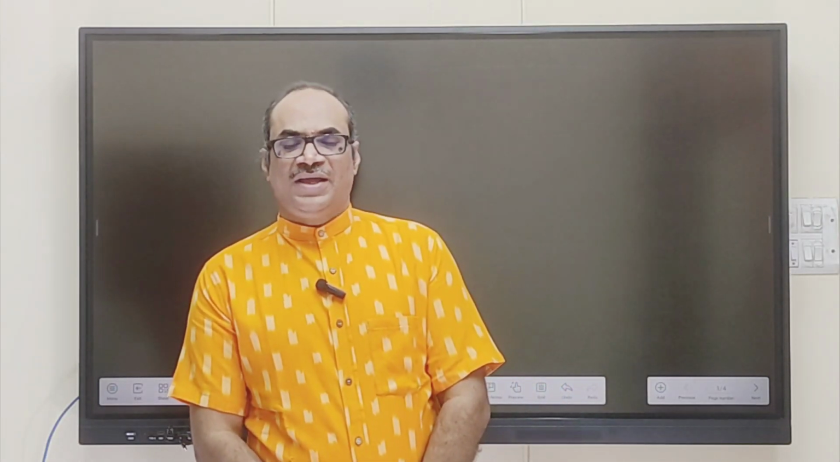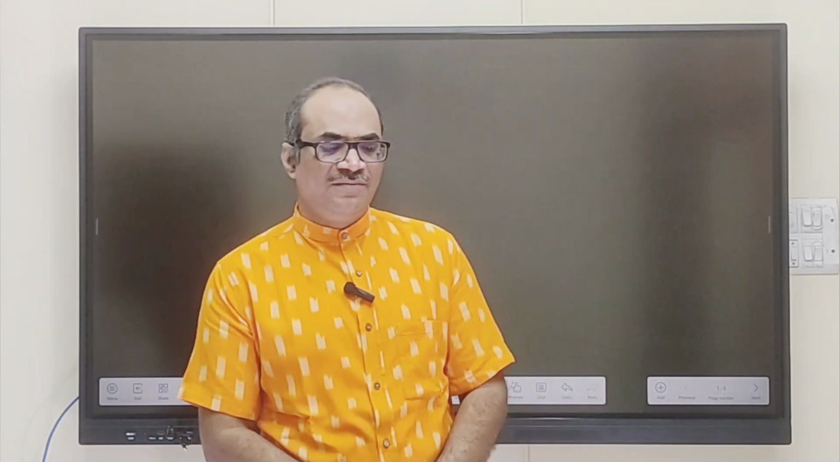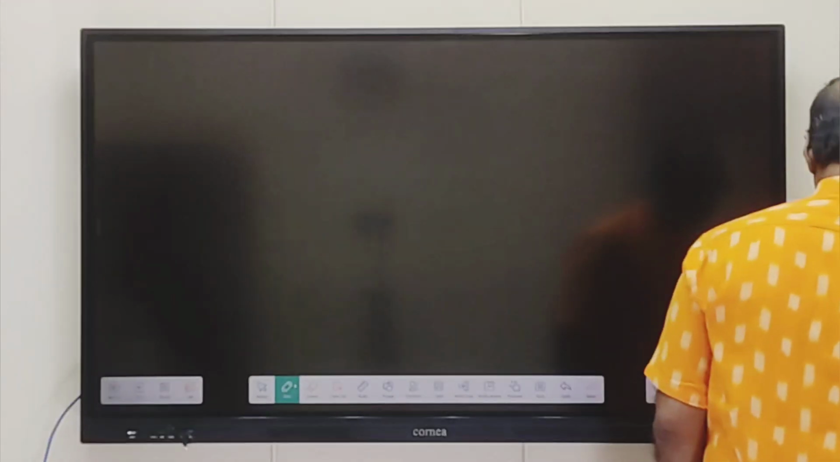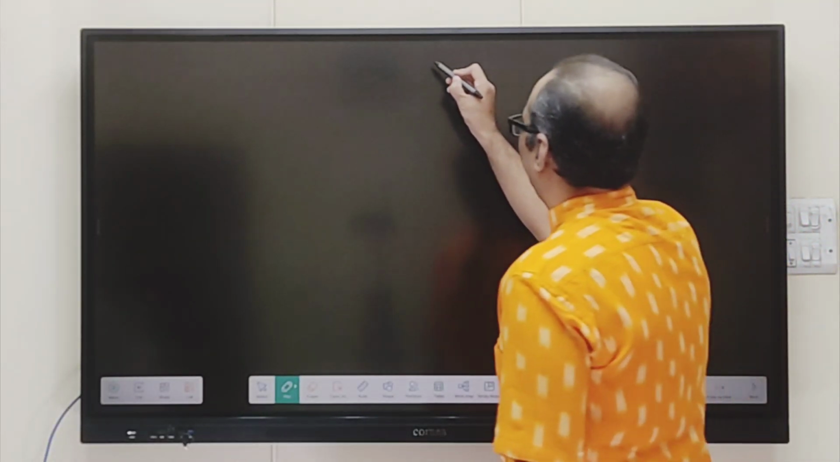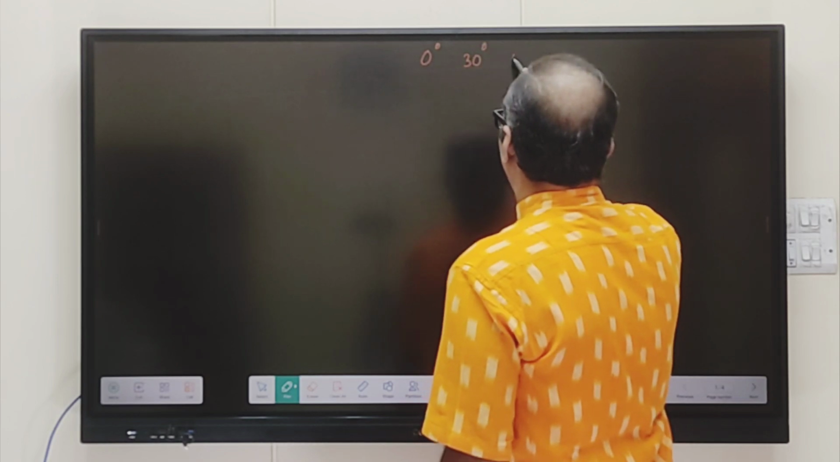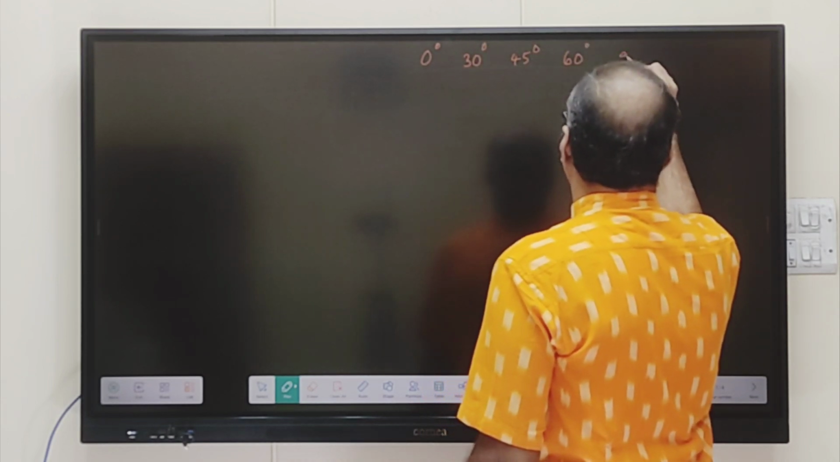In the last session we have seen trigonometric ratios and the relationship between them. In this session we will see trigonometric ratios of specific angles. What are the angles we are talking about? We are talking about 0 degrees, 30 degrees, 45 degrees, 60 degrees and 90 degrees.